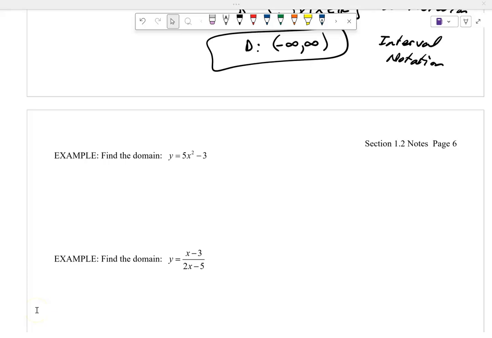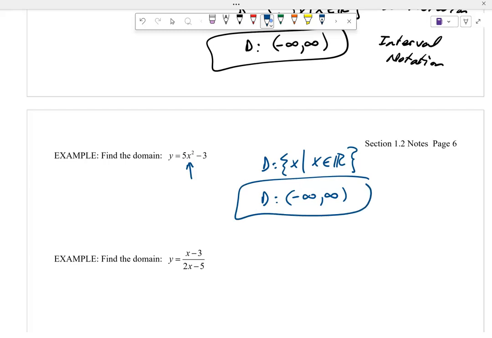This next one we've got y equals 5x squared minus 3. Again, you're thinking to yourself, do I have any restrictions, or can I throw in any x value, any number that I want, and will it spit out a y value for me? Yeah, I could throw in positives, negatives, 0. It doesn't matter. It'll spit out a y value, right? So this again has no restrictions. My domain is the set of all x such that x is an element of the real numbers, or negative infinity to positive infinity, all real numbers.